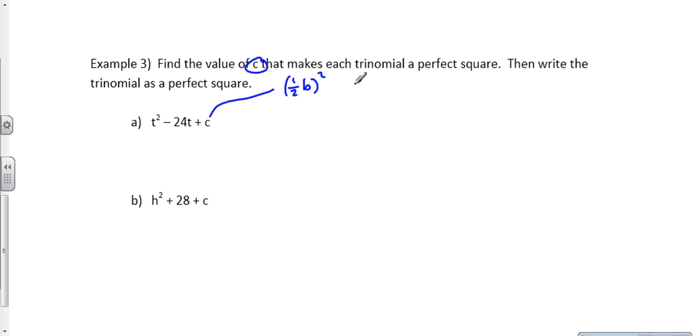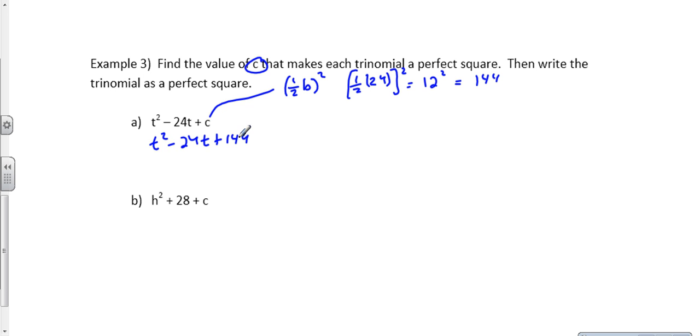So if I take 24 and take half of it and then square it, we get 12 squared, which is 144. So I write this as t squared minus 24t plus 144. Now I might be asking, what about the negative? Well, if I took 1/2 of negative 24 and then squared it, negative 12 squared is again 144, so it wouldn't matter.